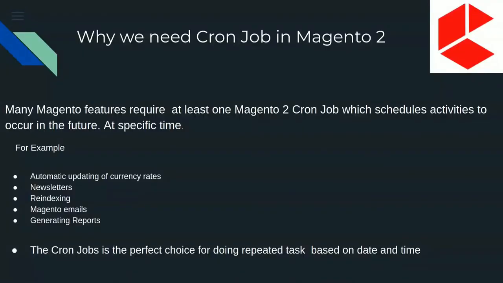Next, why do we need a cron job in Magento 2? Many Magento features require at least one Magento 2 cron job which schedules activities to occur in future at a specific time, like automatic updating of currency rates. For example, as you know, currency rates keep on fluctuating daily based on market rates. As a developer, we can't update currency rates to our stores or website daily. For us, the cron job will do the task. Similarly, reindexing. While price rates are changed, we cannot keep on reindexing manually. Magento emails also, it will be helpful. Generating weekly reports, monthly reports. These are all the things where we can use cron job.